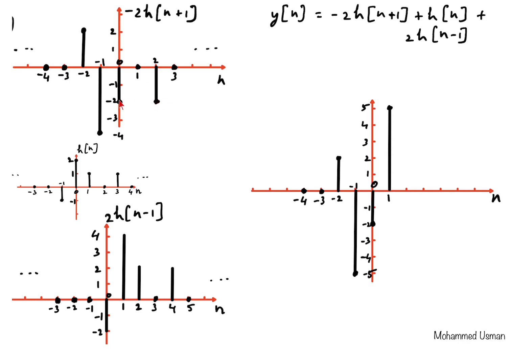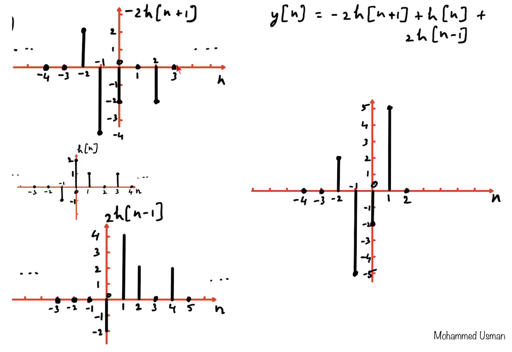For n equal to 2, we have here minus 2. Here we have 0. So that's minus 2 plus 0. And here we have plus 2. So minus 2 plus 0 plus 2 is 0, because minus 2 and plus 2 will cancel out. So the sum is 0. So for n equal to 2, we get y of 2 is 0.